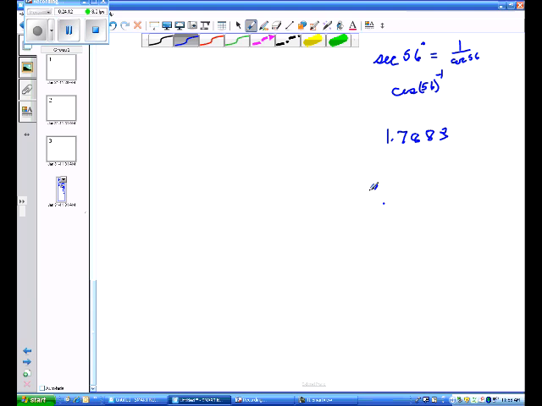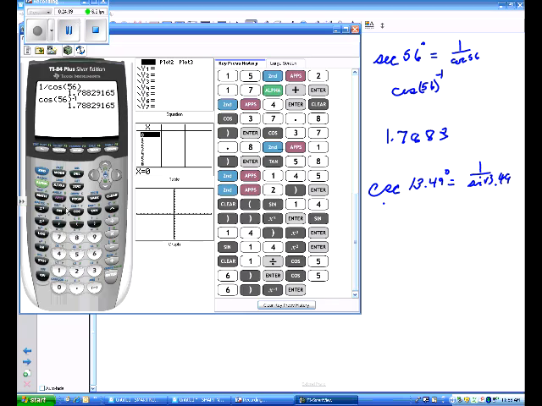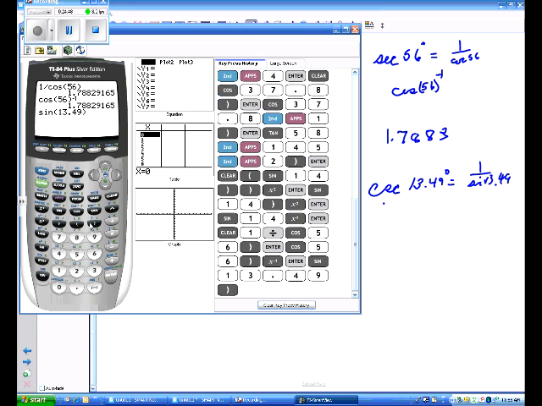Let's say we want the cosecant of 13.49 degrees. Again, it's helpful to think of the reciprocal. This is equal to 1 over the sine of 13.49 degrees. So that's how we would enter it on our calculator. We can do the sine of 13.49, close our parentheses, because it's the function that we're wanting the reciprocal of.